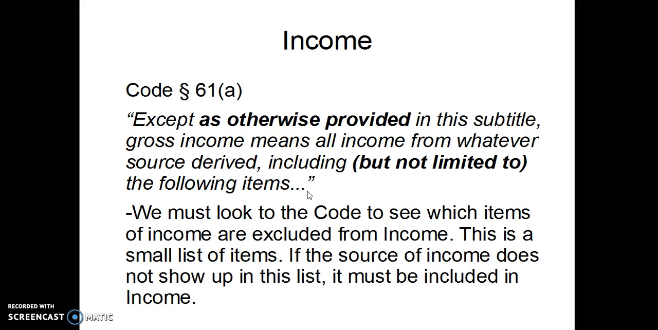in that list. So my point here is that we need to look to the code to see which items of income are excluded from income. This is a very small list of items, so it's not based on a guessing game. It lists specifically which items are to be excluded from income. So if something does not show up on this list, it has to be included in income.